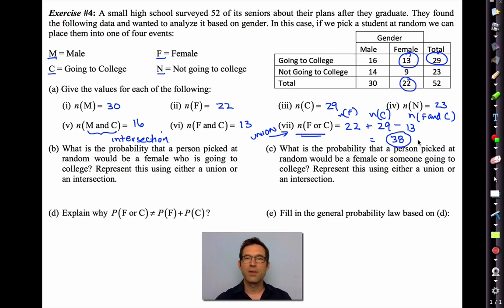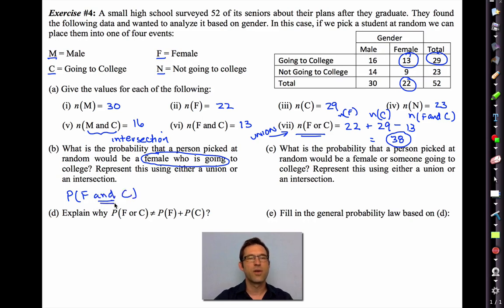All right, let's take a look at letter B. What is the probability that a person picked at random would be a female who is going to college? Represent this using either a union or an intersection. Well, if we're talking about a female who is going to college, are we looking at female or going to college, or female and going to college? It's an and, it's an intersection, right? So we want the probability that they're a female and going to college.